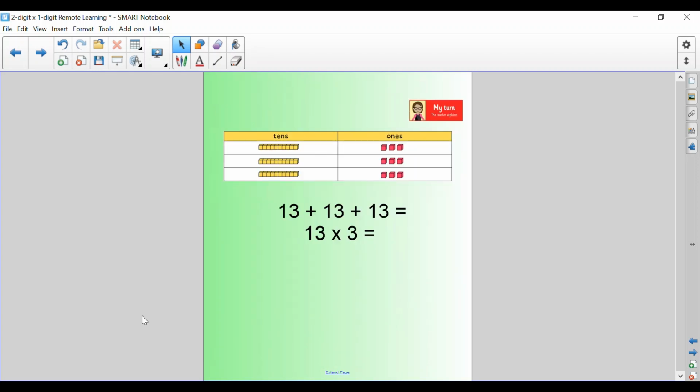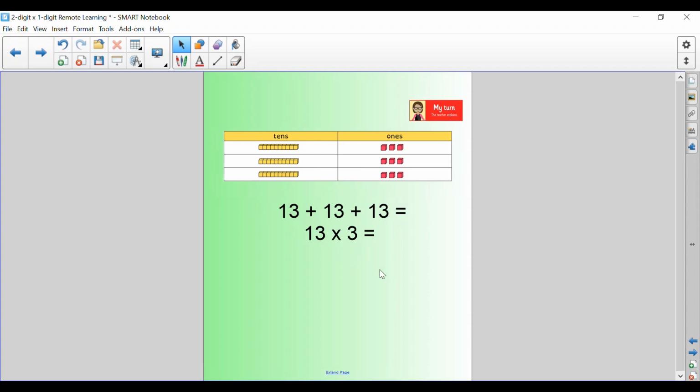We're now going to start looking at 2-digit numbers multiplied by 1-digit number. Now, as you can see on the table here, on the top row, it represents one number. So we've got 1 ten and 3 ones. That would make 13. And as you can see, we've got 13 here, 13 here and 13 here. That is 3 13s. So if we write it in a repeated addition sentence, we've got 13, add 13, add 13, which we need to find the answer to. We could also write this as 13 multiplied by 3. That means we've got 3 lots of 13.